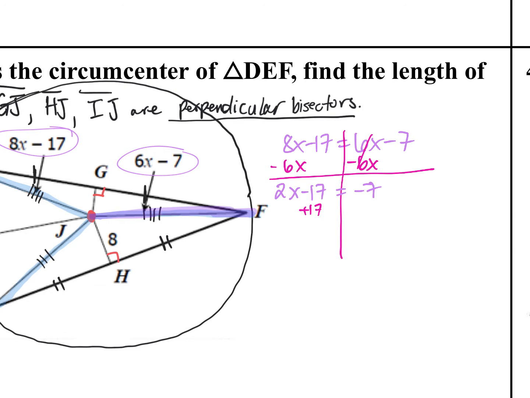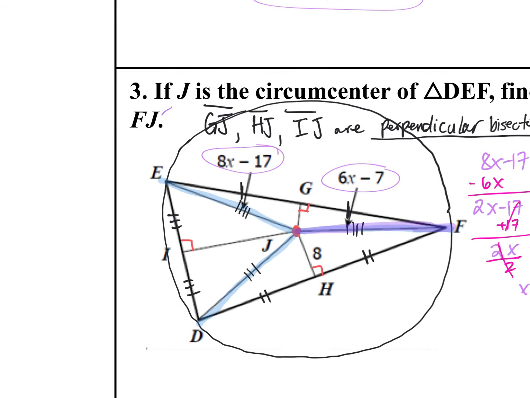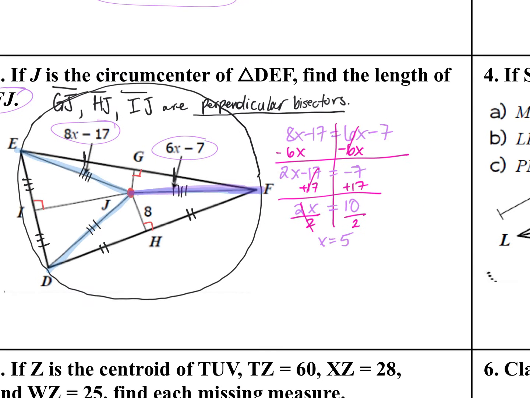Then add 17 to both sides. Okay, then we get 2x equals 10. Then lastly, divide both sides by 2, and we get that x equals 5. Now, this is not our final answer because the question is asking us to find the measure of FJ. The reason why we found the value of x is so we can go back and plug it in here.